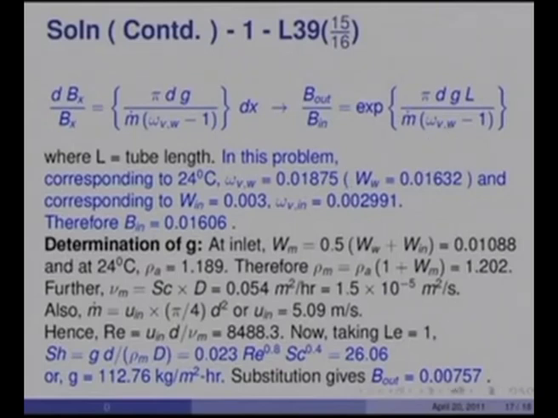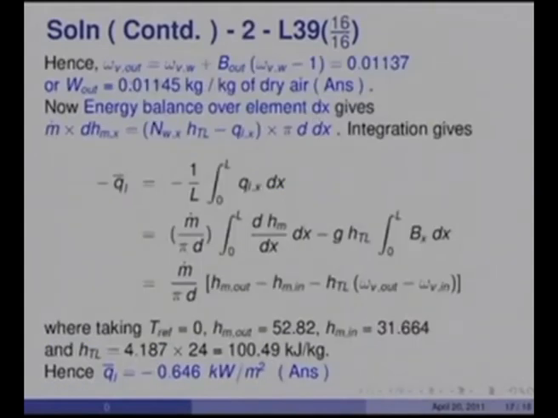which gives me B out equal to 0.00757, and we had evaluated B in equal to 0.01606. So, I can see that B out is actually smaller than B in. Now, omega V out will be omega VW plus B out into omega VW minus 1, from the definition of B out, and it will be 0.01137, and therefore, the specific humidity at the outlet would be 0.01145, because knowing omega V out, I can evaluate W out.